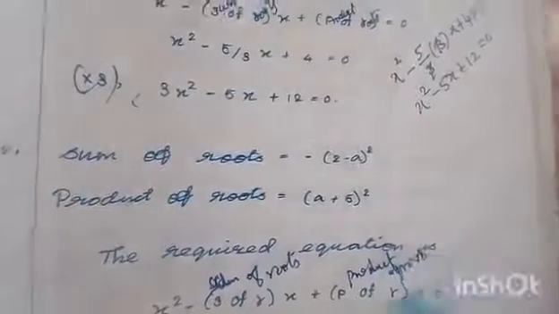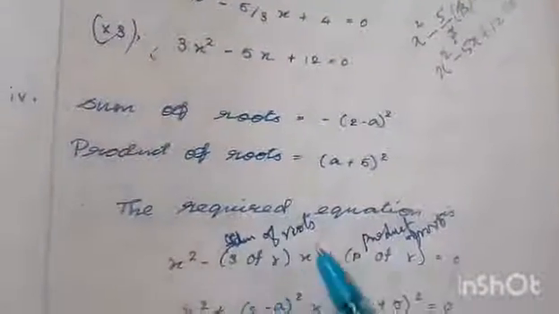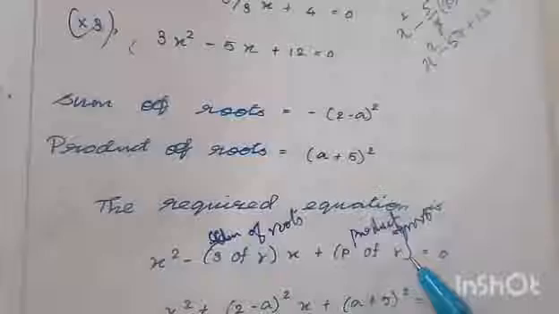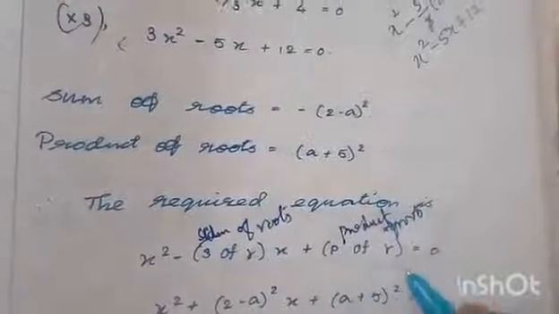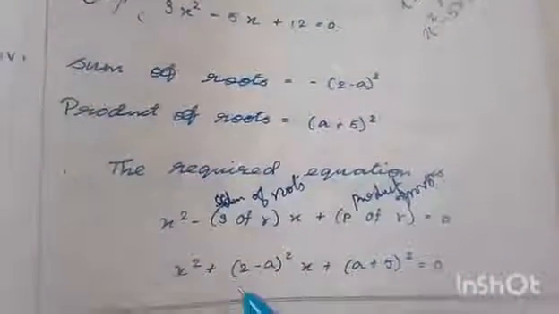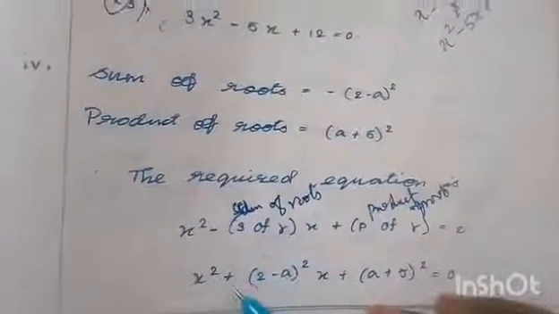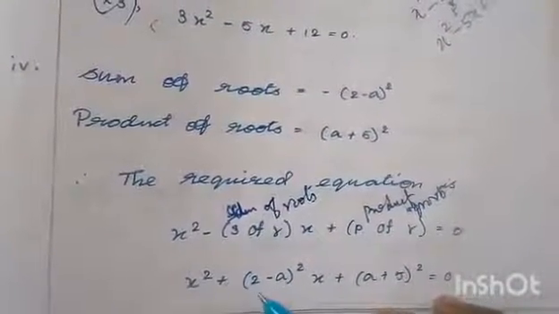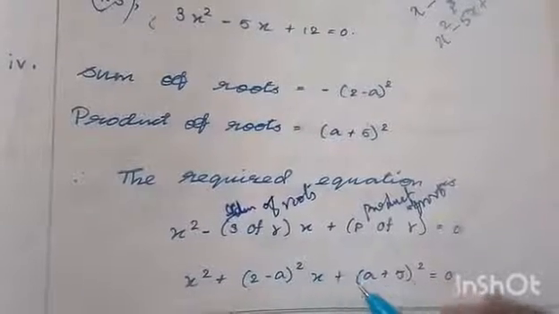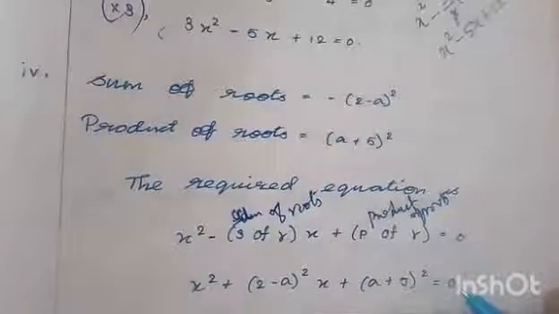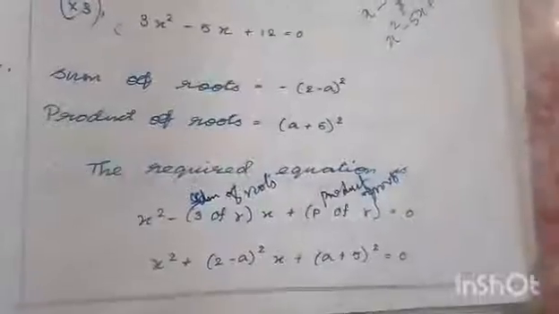I wrote here short form. You have to use the full form. Sum of roots into x plus product of roots is equal to 0. x square, for the sum of roots it is minus of 2 minus a whole square. Already there is one minus in the formula, so it becomes plus (2 minus a) whole square into x plus (a plus 5) whole square is equal to 0.